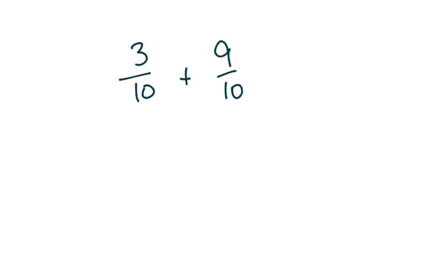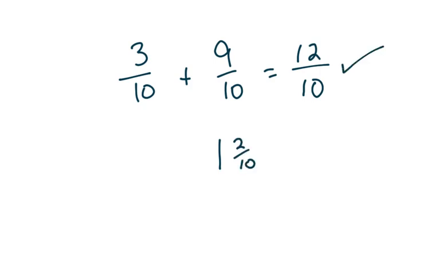So we're going to ignore the signs for now and just add these numbers like normal. 10 and 10 are the denominators. So since they match, I can go ahead and just add the numerators. 9 plus 3 is 12. And I just keep the denominator the same. So I get 12/10. I know that 10 goes into 12 one whole time, and there are 2 out of 10 remaining.